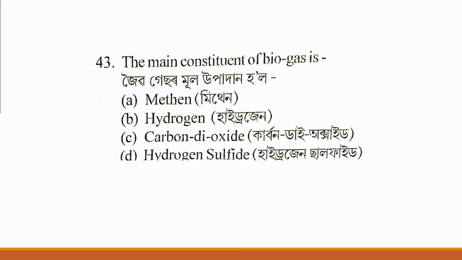The main constituent of biogas is number A, methane, number B, hydrogen, number C, carbon dioxide, number D, hydrogen sulfide. Dear students, the main constituent of biogas is primarily methane, that is CH4. However, it contains carbon dioxide also with smaller amounts of other gases. But the maximum percentage of composition of biogas is methane, that is 50% to 75% we will find methane.